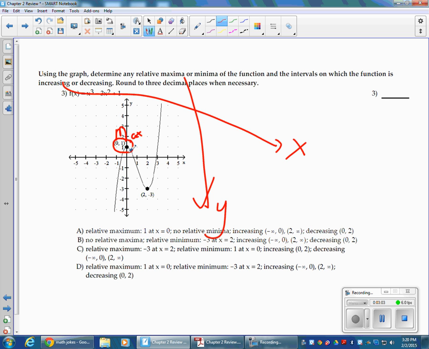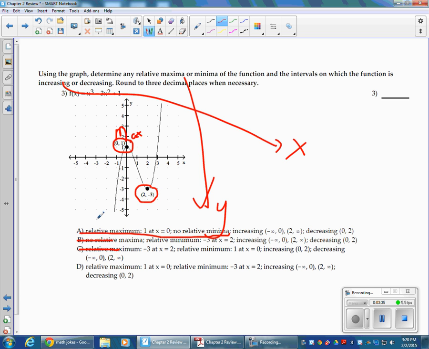So there needs to be a max of 1, and that happens at x equals 0. So let's look, maximum of 1 at x equals 0. So that's here and here. So this will be take out B, take out C. There appears to be a minimum of -3 when x is 2. So now I can take out A. So my answer is going to be D. I'm not crossing that out very good. So relative maximum of 1 when x is 0, relative minimum -3 when x is 2.